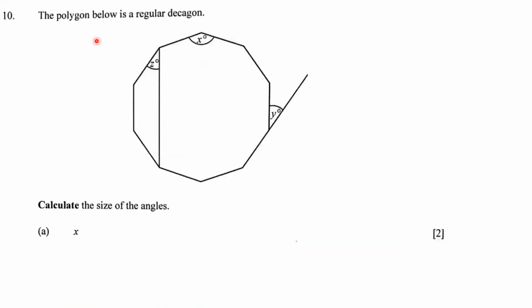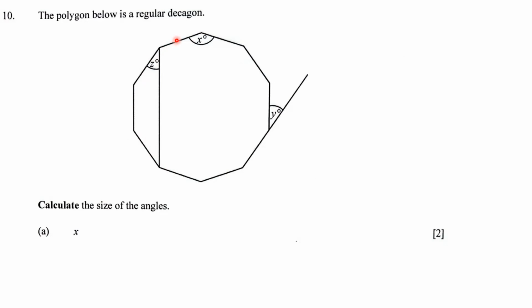For the next question, it says the polygon below is a regular decagon. Calculate the size of the angles. The first angle that we need to figure out is angle X. Now they say that this is a decagon, which means that it has 10 sides. We can count the sides of this polygon: 1, 2, 3, 4, 5, 6, 7, 8, 9, 10. Indeed, it is a decagon because it has 10 sides.